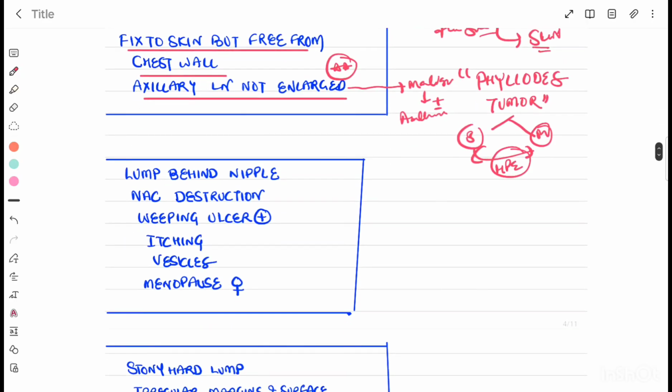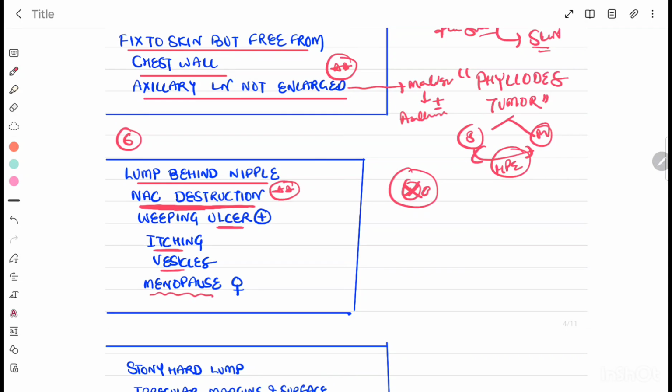Now we are going to discuss the sixth case. There is a lady with a lump behind the nipple, and the nipple areola complex is destroyed. So this is the key point here. Here is the destruction of the nipple areola complex, and there is an ulcer present over the breast, and in which there is a complaint of itching and vesicles, and the lady has attained menopause.